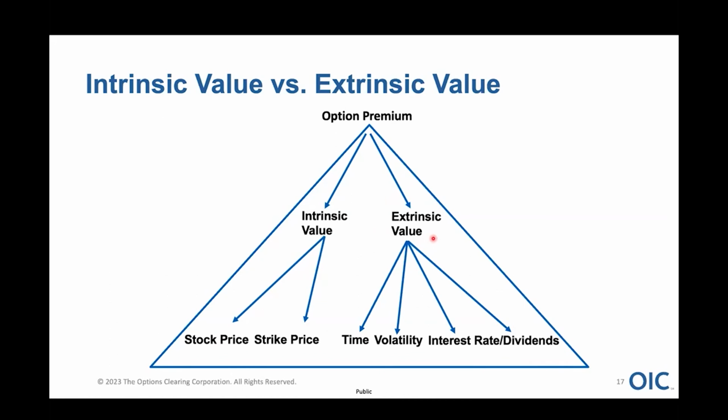So in the money options have both intrinsic and extrinsic value, whereas at the money options and out of the money options have no intrinsic value and are comprised of nothing but extrinsic value. Okay, so it's a really important concept, because extrinsic value is what's subject to theta or time decay.